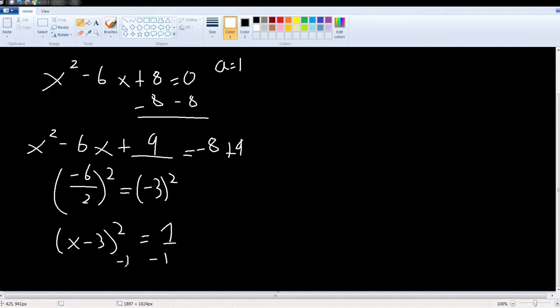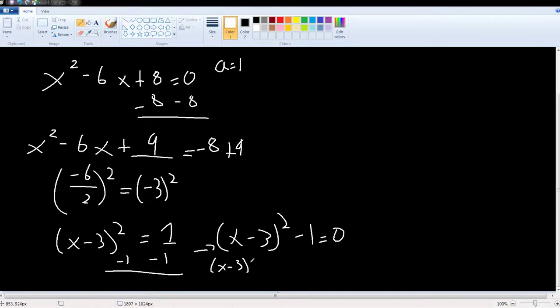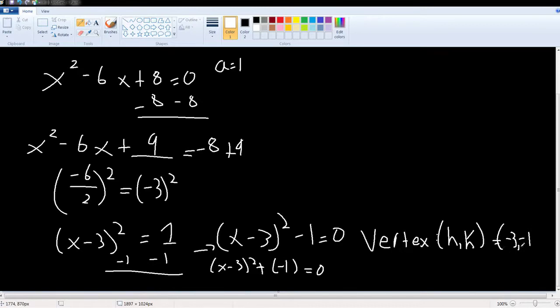We subtract 1, subtract 1. The equation is then left with x minus 3 squared minus 1 is equal to 0, right? So remember we want it in a times x minus h squared plus k form. So we will actually write it as such, plus negative 1. The vertex is h comma k, which is equal to negative 3, negative 1. So that's our vertex, right?